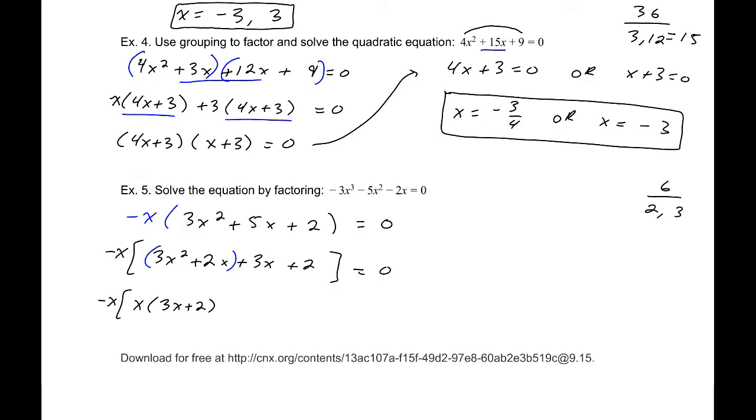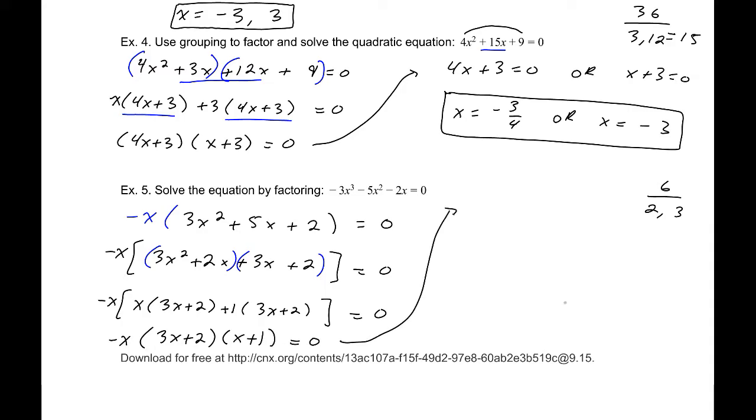Now the second two, I'm going to take out a positive 1 because those two are relatively prime. So that means this is going to factor as negative x times 3x plus 2 times x plus 1.